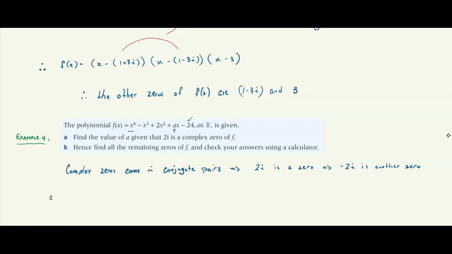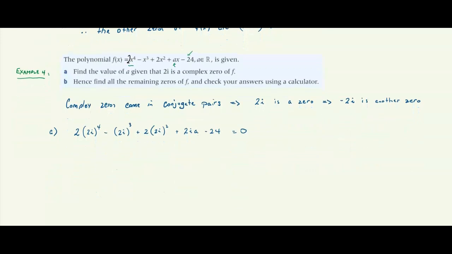Right, so in part A, I hope you didn't go away and do this question. I went and did this, and it didn't work. And that's because there should be a 2 there. I think it should be 2x to the power 4. So let's do this. I'm going to put 2i in here, and if I put 2i in everywhere I see an x, I should get 0. But you see I've got a little a there. This is going to be 2i a minus 24, that all has to equal 0. Why? Because we're told that 2i is a complex zero.